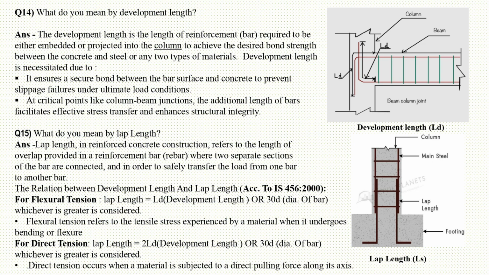Development length is necessary because it ensures a secure bond between the bar surface and concrete to prevent slippage failures under ultimate load conditions. At critical points like column-beam junctions, the additional length of bars facilitates effective stress transfer and enhances structural integrity. As per IS 456:2000, the minimum development length in a column is 24 to 55 d.